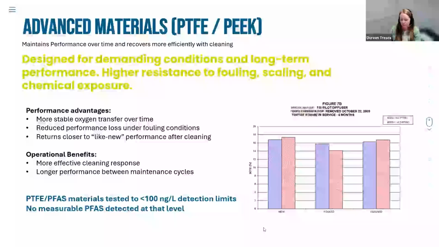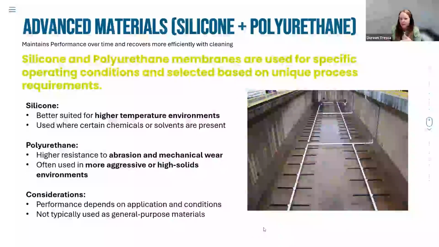There's other advanced membrane materials, and these are a little more niche for different applications. We also have silicone and polyurethane. They're used in much more specialized situations, but we do see them sometimes. They're not general purpose, but they can be the right choice for the right application. Silicone is often selected for its higher temperature resistance or where there are certain chemical exposures that the PTFE might not be as compatible with. Polyurethane is different. It's typically chosen in environments where there's more abrasion or mechanical wear versus the EPDM and the PTFE, which have a rubber base. Both materials are used when standard options don't fit the operating conditions that EPDM would be suitable for.